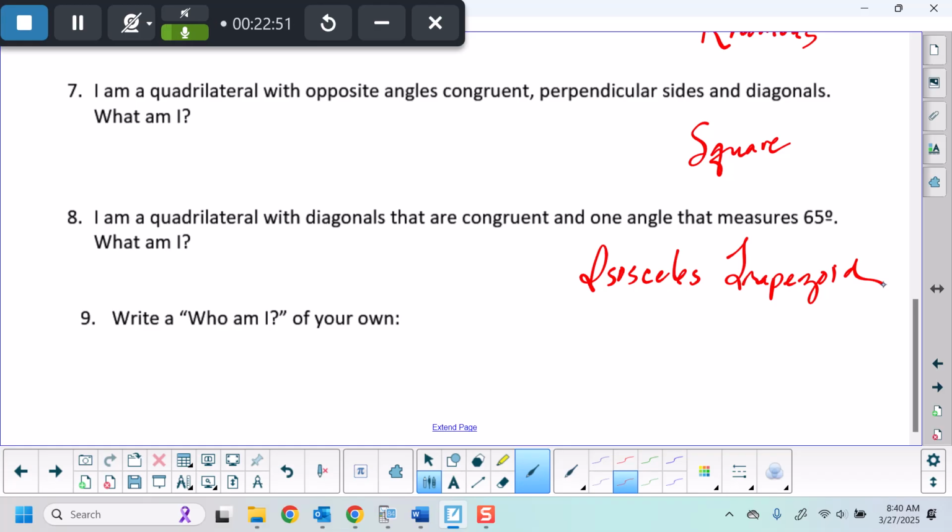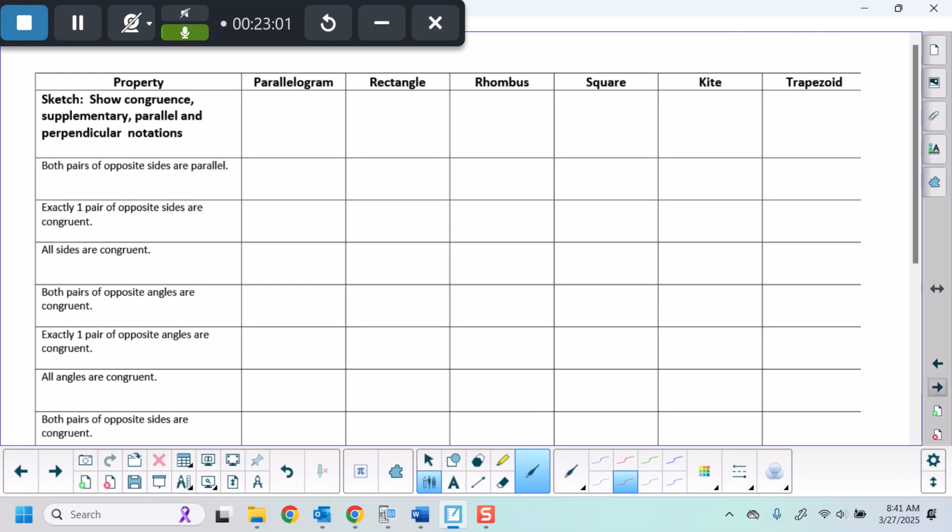Lots of thinking here. Lots of if-thens. Lots of if this is true, then that's true. But wait a minute, what about this? And being able to look at those categories inside out and upside down. All right, are you ready for this? Your sketches for parallelogram, rectangle, rhombus, square, kite, and trapezoid should try to show those features that'll help you figure them out. Both pairs of opposite sides are parallel is a conversation for parallelograms and anything that is a parallelogram.